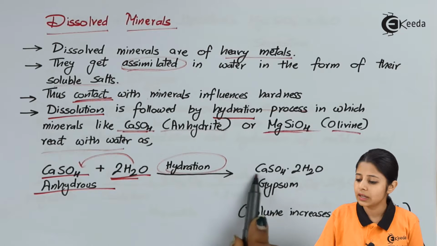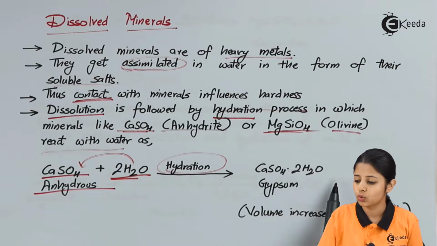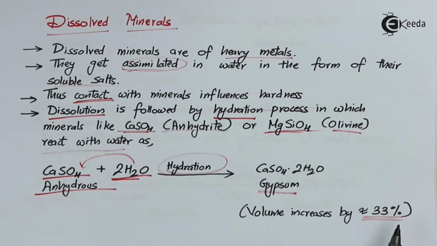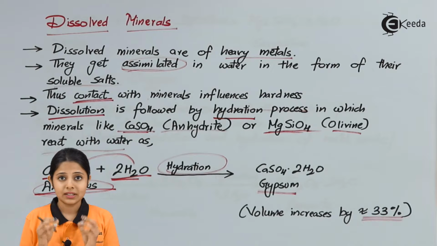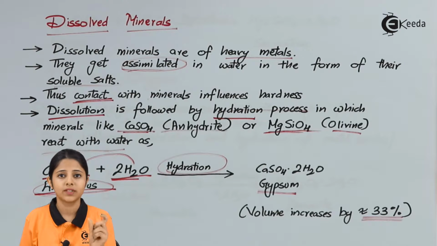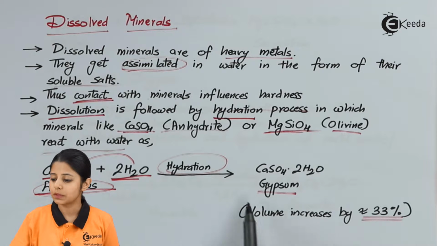This forms CaSO4.2H2O. This is known as gypsum. Volume increases by approximately 33%. So what is happening over here is this anhydrous CaSO4. Whenever we talk about something which is anhydrous, that means CaSO4 itself is powdery in form. But once you add water to it, it will take in water. It will take two molecules of water. One molecule of CaSO4 will take two molecules of water and it will form gypsum.